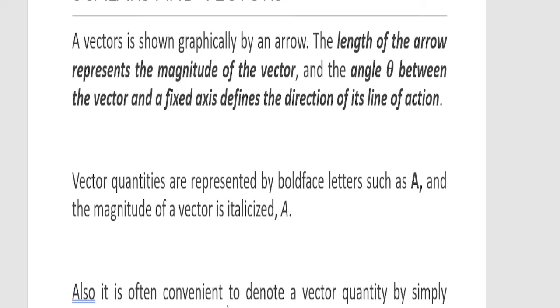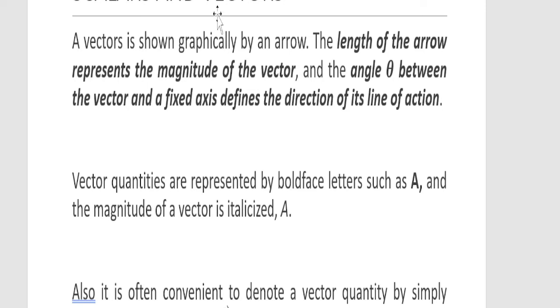A vector is shown graphically by an arrow, and the length of that arrow represents the magnitude of that vector, and the angle made between the vector and a fixed axis defines the direction of the line of action or the direction of the resultant force.